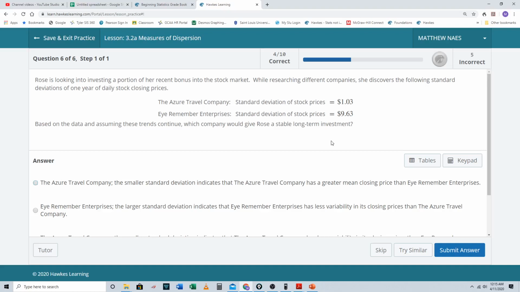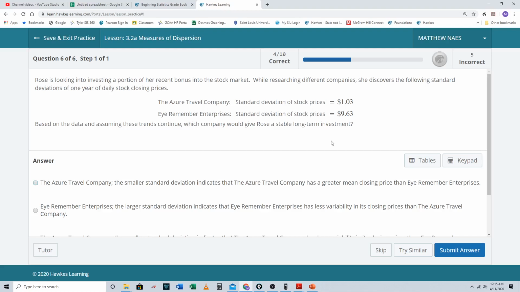Rose is looking to invest a portion of her recent bonus into the stock market, and while researching different companies, she discovered the following standard deviations of 1 year of daily stock closing prices. The Azure Travel Company has a standard deviation of 1.03, and I Remember Enterprises has a standard deviation of 9.6. Based on the data, and assuming the trends continue, which company would give Rose a stable, long-term investment?